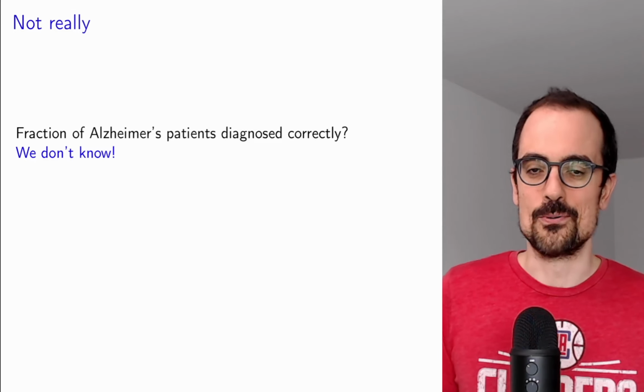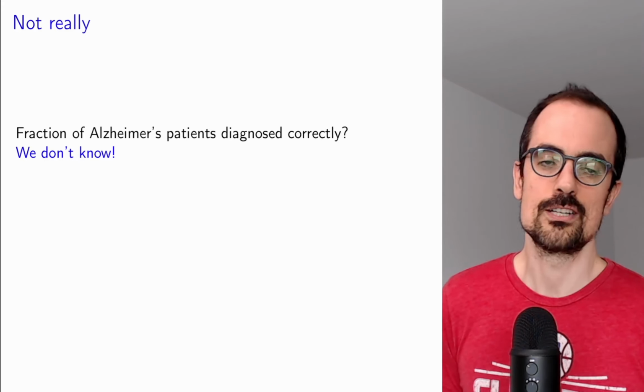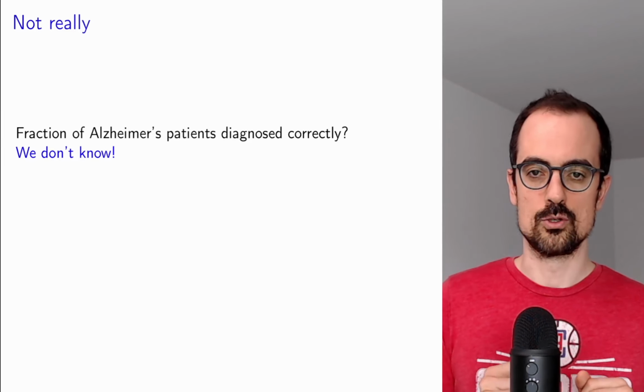And the answer is we don't know from the accuracy. That's what I mean, right? If I just tell you the accuracy is 81%, there's no way for you to know what is the fraction of Alzheimer's patients that we're diagnosing correctly.